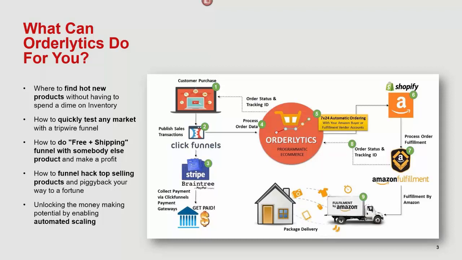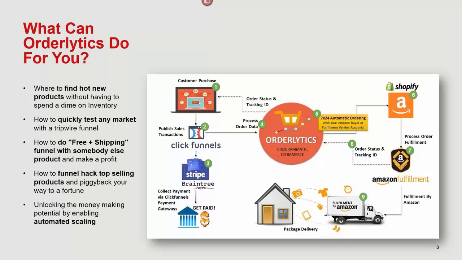And this is what I was doing last holiday season. We were arbitraging products, we found the hot product, and we went out and sold basically $100,000 worth of product. Before we had Orderlytics, we had to manually key all those orders into Amazon, and some days we couldn't keep up with the order volume and the sales volume.